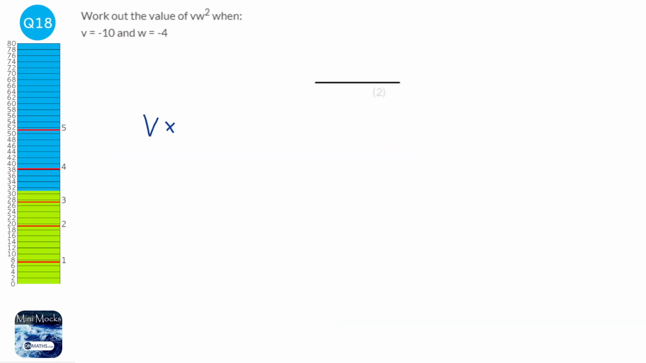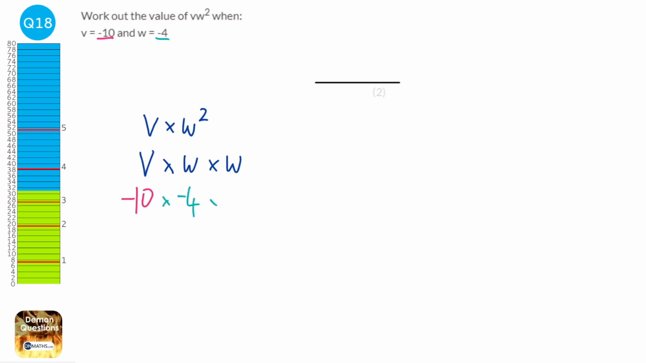Let's rewrite this expression, but with a times sign in. So v times w squared. Now w squared just means times by itself, so we can rewrite that as v times w times w. Okay, so we know v is -10, so -10. And we know w is -4, so it's times -4 times -4. Okay, so when you multiply, it doesn't matter which order we do it. So what I'm going to do is I'm just going to do these ones first, and I'm going to ignore that times -4 at the end.